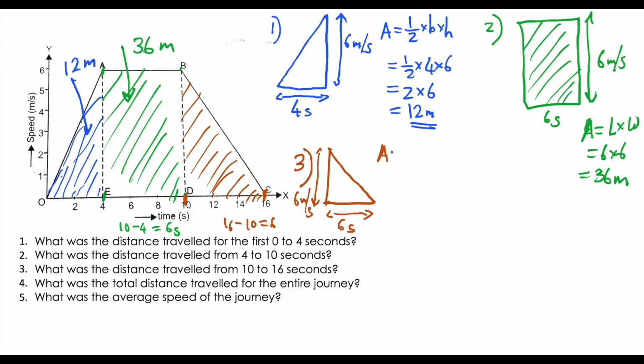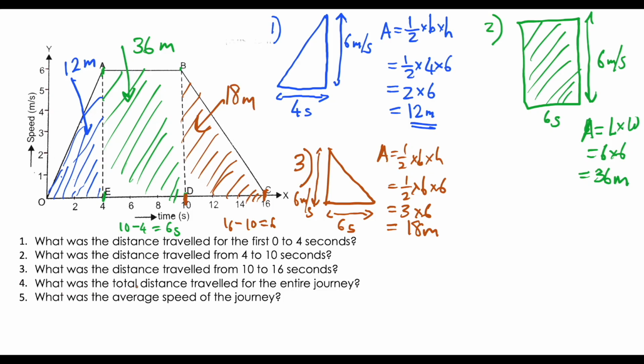The area of a triangle is half base times height, which is equal to half times 6 times 6. What's half of 6? 3. And times 6 is 18. So 18 meters. In this stage, we covered 18 meters.